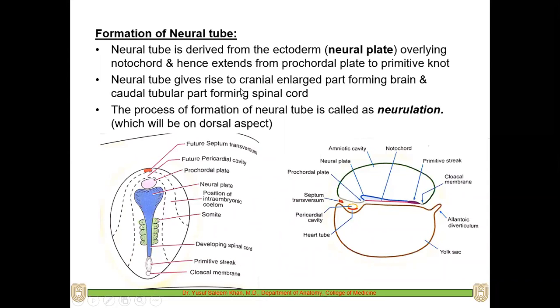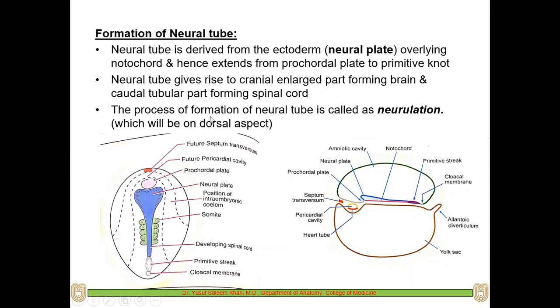The neural tube gives rise to cranial enlargement forming the brain, and the caudal tube forms the spinal cord. So if you see, this neural plate will enlarge near the procaudal plate to form the brain. Okay, and the caudal part remains thin and it helps the formation of the spinal cord. Very important structures are being formed at the third week of development. So the development of the brain as well as the spinal cord.